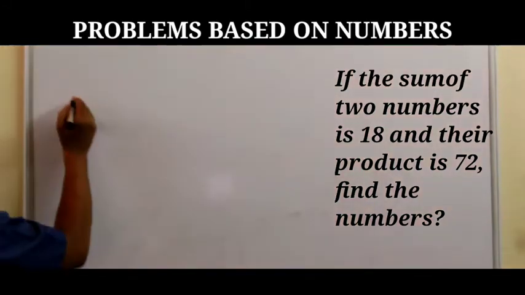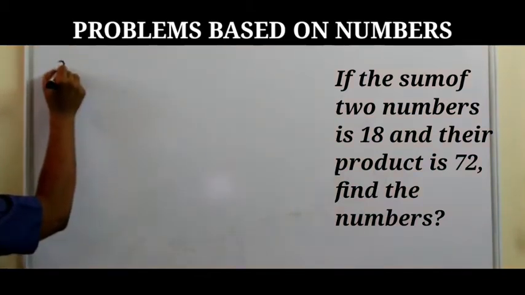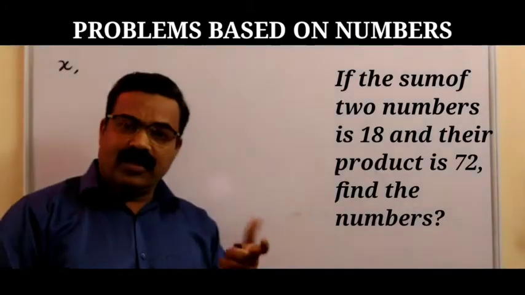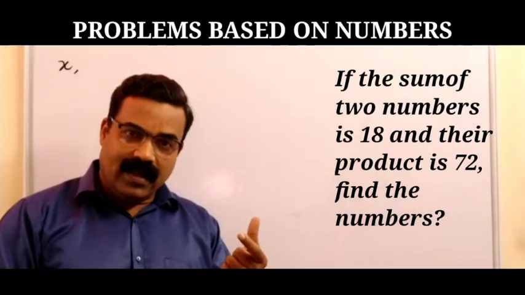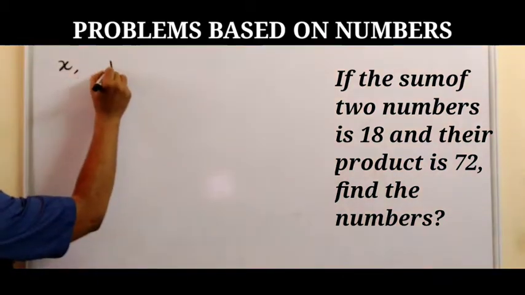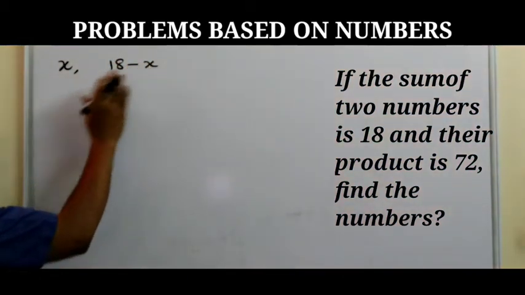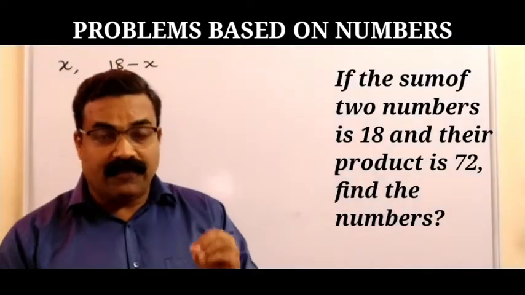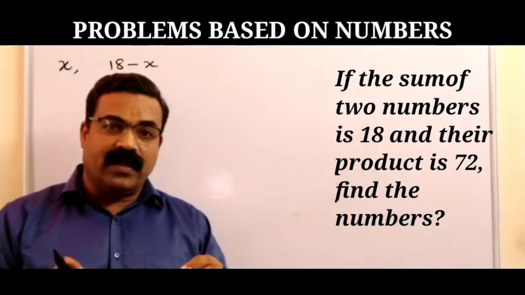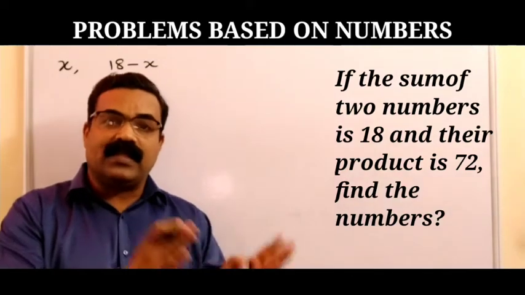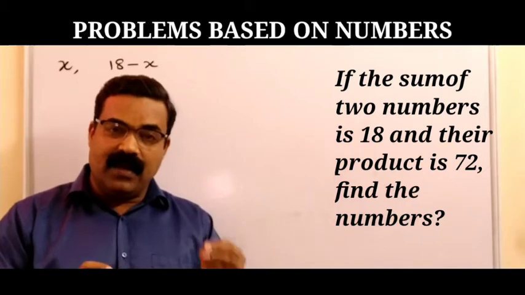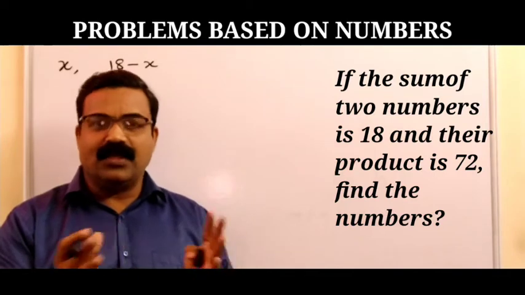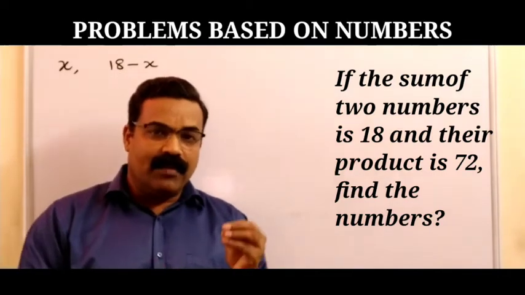So let us write it like this. In the first method, let the first number be x, and since the sum is 18, the second number will be 18 minus x. There are different methods to solve this type of question. Either you can take two variables x and y, or you can take a single variable x only and consider the other number as 18 minus x. These are the two different methods, and I am using the second one, with a single variable.